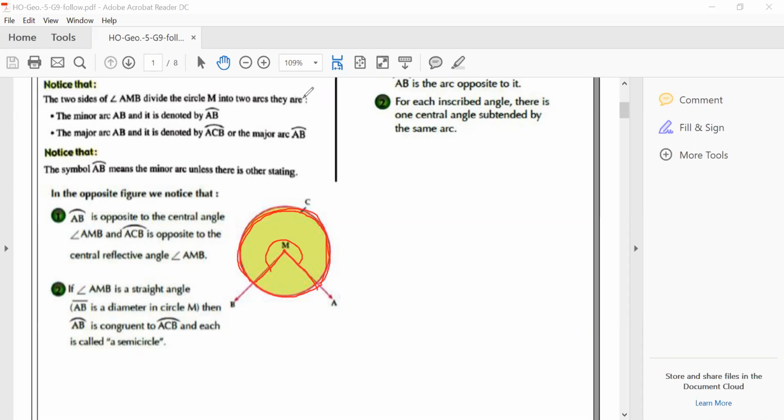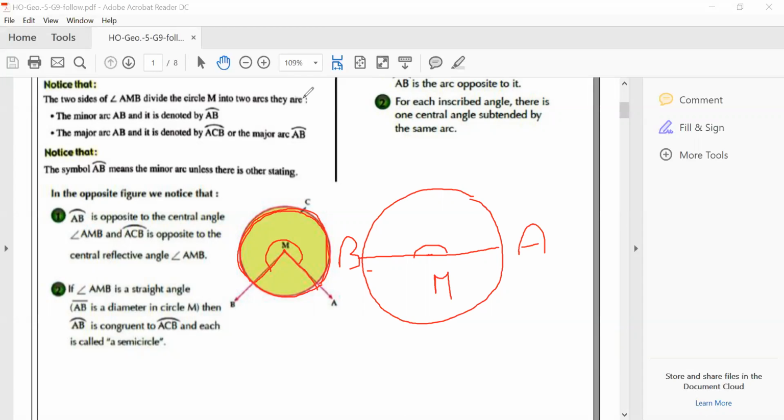What about if the measure of angle AMB is a straight angle? A straight angle means the angle is 180 degrees, and the center is the vertex of the angle. If AMB is a straight angle, then AB will be the diameter of the circle. Then, as you see, if I put point C here, like this example, and I name the minor arc AB, in this case arc AB is congruent to arc ACB.